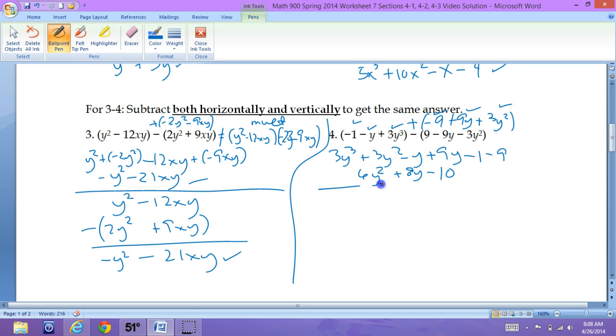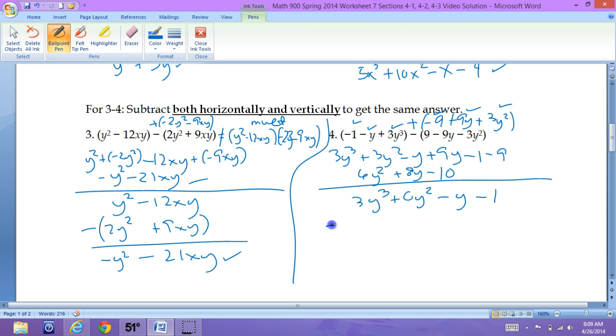Okay, so we'll try the other method. 3y cubed plus 0y squared minus y and minus 1. And you're asking why is there 0y squared there? Because I have a 0y squared or some type of y squared over here, I need a column to put it in. So we want to make sure that we leave columns when necessary.